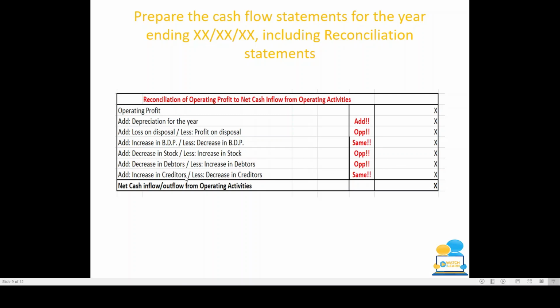And for creditors, creditors are people that we owe money to. If there's an increase in creditors, it means they've gone up, which means we paid them less. So that's the same as what you think. It would be a plus figure. The cash figure will go up because we paid less money out to creditors. But in an exam situation, it can be hard to think of what you should do here, so I just remember these simple rules.